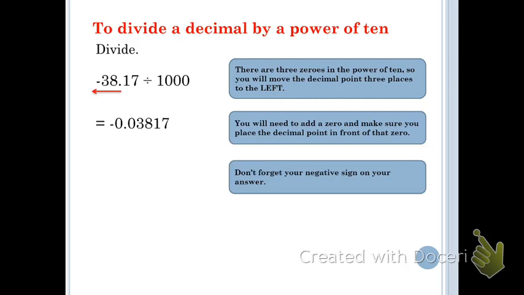There are 3 zeros in the power of 10, so you will move the decimal 3 places to the left when you divide -38 and 17/100 by 1000. You will need to add a 0 and make sure you place the decimal point in front of that 0. Don't forget your negative sign on your answer.